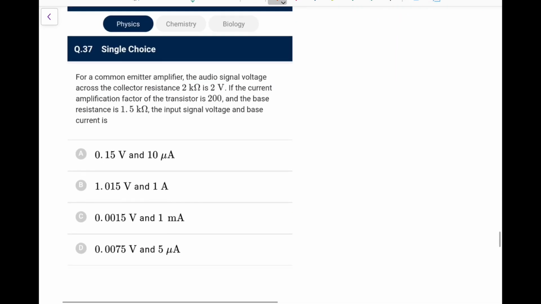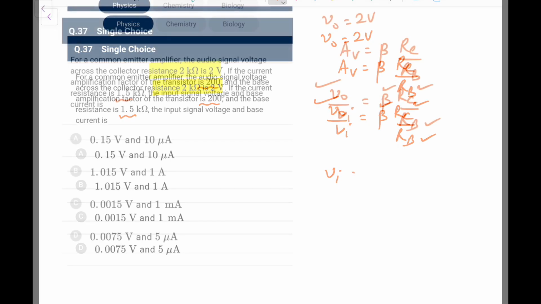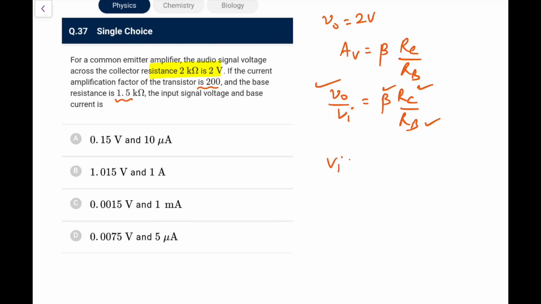Next, for a CE amplifier, the audio signal voltage across the collector resistance is 2 volt. That is V output is 2 volt. If beta is 200 and base resistance is this, the input signal voltage is. So what we know, voltage gain is beta RC by RB, that is VO by VI is a voltage gain, that is beta RC by RB. As per the data, VO, beta, RC and RB are given, so VI I can calculate. So VI directly you write now as V naught into RB upon beta RC.